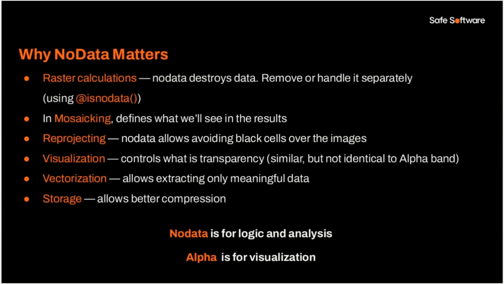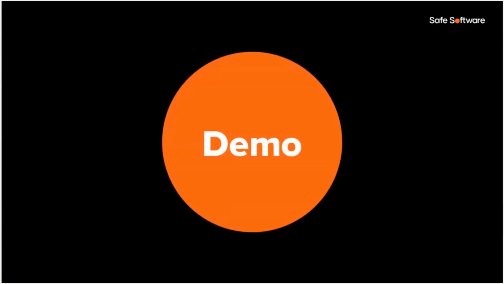Last thing I want to mention here is no data can also be used for visualization, but no data differs from alpha. Alpha transparency can be a range or hold some form of semi-transparency, where no data will either be visible or invisible. And we'll show you how to remove black borders from an image now in FME.